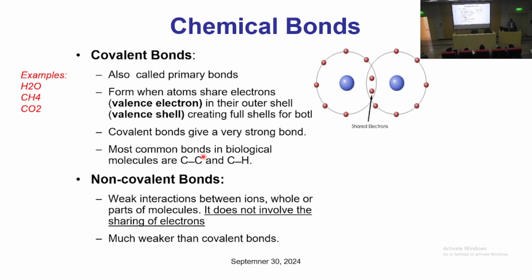The non-covalent bonds are weak interactions between ions, or whole or parts of molecules. Sometimes it is between 2 molecules, sometimes between different parts of the same molecule. To completely differentiate between covalent and non-covalent, you have to understand that the non-covalent bond doesn't involve sharing of electrons. In the covalent bond, we have sharing of electrons. In non-covalent bond, there is no sharing. So this is the major difference between covalent bond and non-covalent bond.